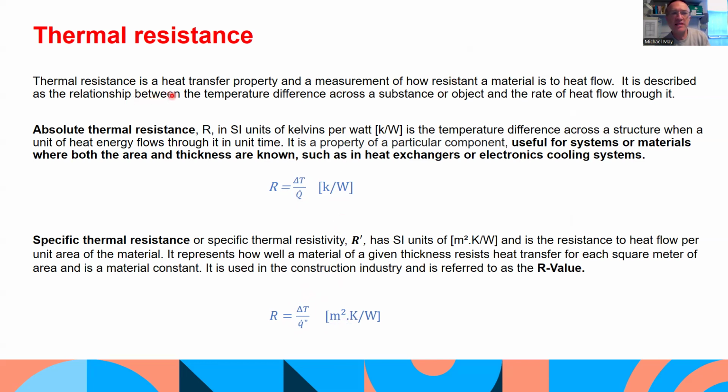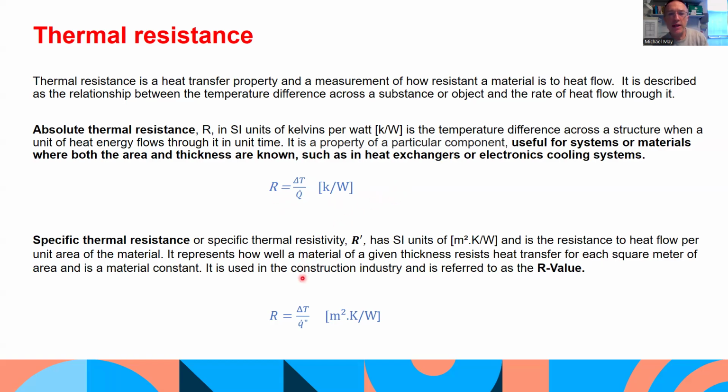Thermal resistance is a heat transfer property and a measurement of how resistant a material is to heat flow. It is described as the relationship between the temperature difference across a substance or object and the rate of heat flow through it. So the absolute thermal resistance, in SI units of Kelvin per watt, is the temperature difference across a structure when a unit of energy flows through it in unit time. It's a property of a particular component, useful for systems or materials where both the area and the thickness are known, such as heat exchangers or electronic cooling systems. So it makes more sense to express it as absolute thermal resistance in these cases.